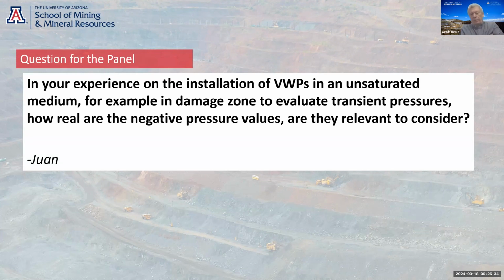If you're measuring in a dump leach, for instance, or in an active heap leach, you'll often measure negative pressures of -2, -3 meters. So they're real. If you're measuring negative pressures of -30 meters, then they're not real. But a couple of meters, they're probably real. And are they relevant to consider? No, you should never rely on negative pressure unless you've really studied it and you're convinced that it is real.